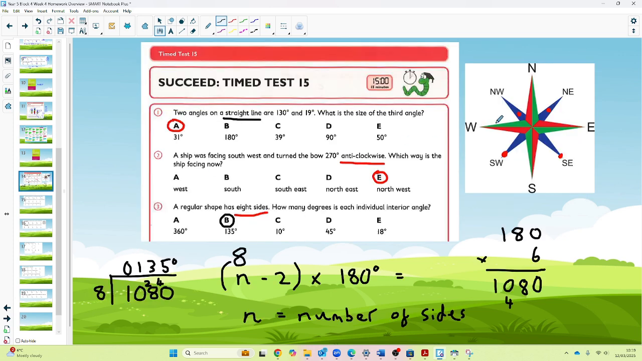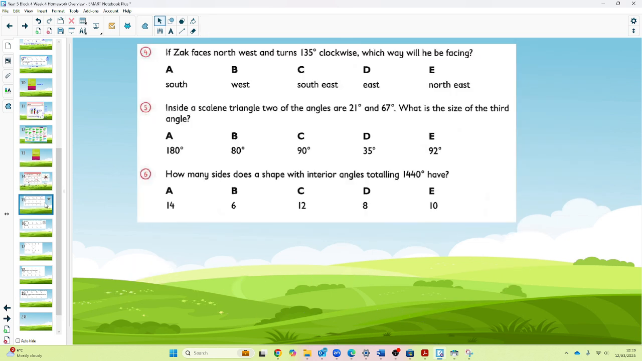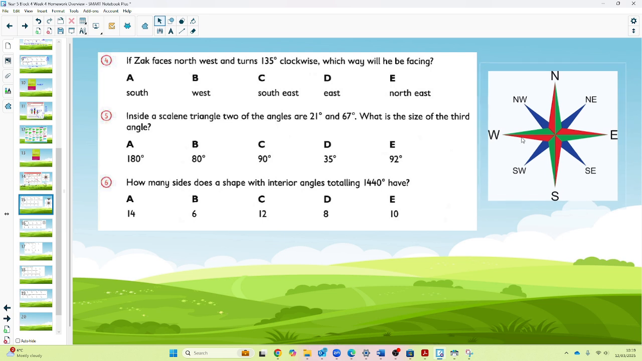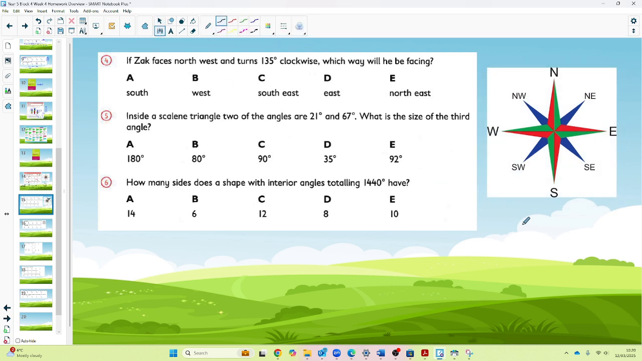Now, what I'm going to do is copy this over to the next side so you can see the compass points again. But again, there's no harm in the child just quickly sketching that out to help them. So if Zach is facing northwest, and he turns clockwise, maybe just putting a little arrow there, 135 degrees, which way will he be facing?